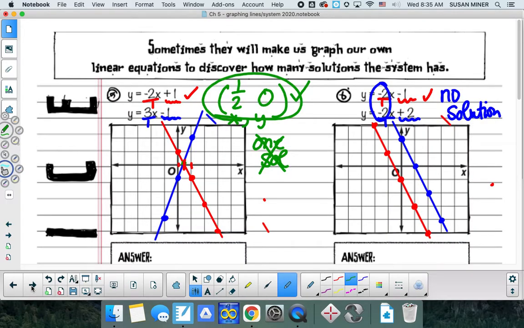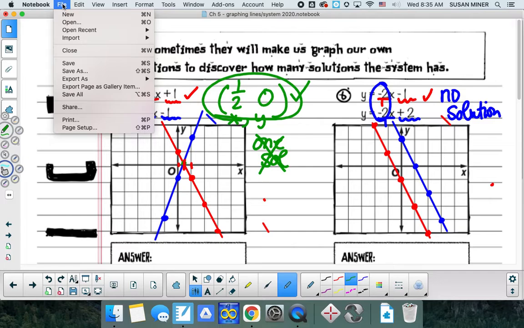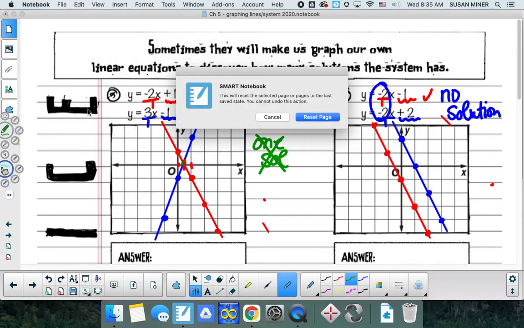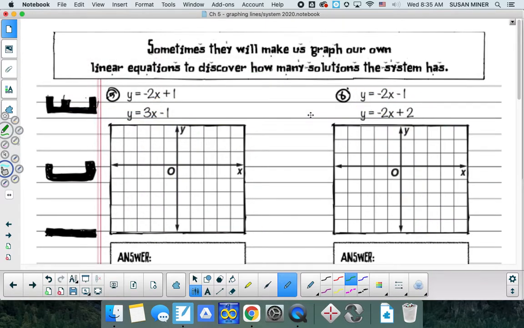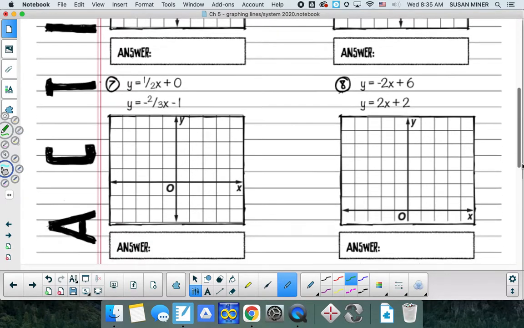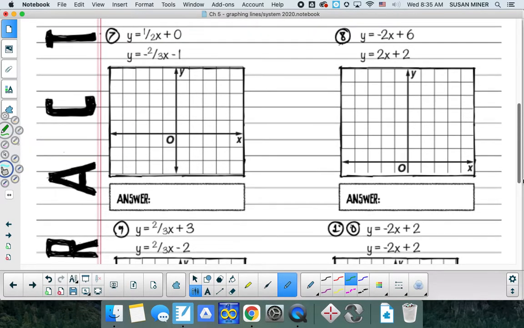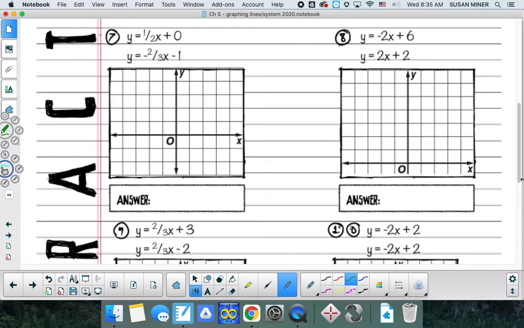Oh, I need to reset my page here. Let's reset this page so we can take a look at this again. All right, we're just going to skip ahead. We're going to look at a couple of these points. I want to make sure I don't make your video too long, so we're just going to look at the last three graphs here. This is like what will be on your homework today. You're going to be graphing the lines and then deciding, do they have one solution, no solution, or infinite solutions?